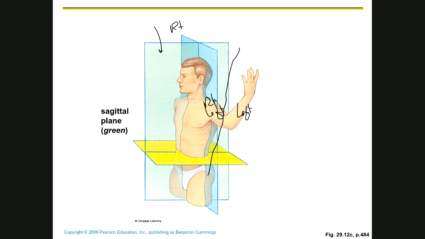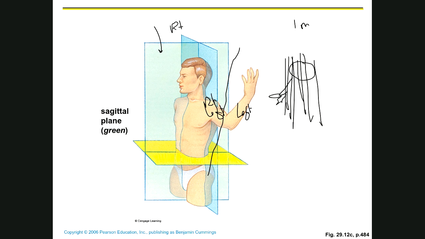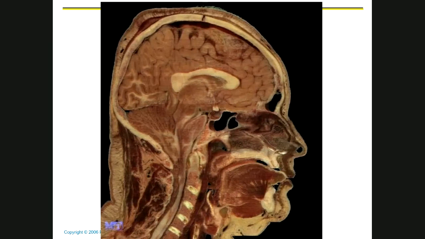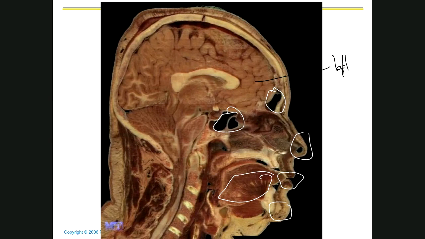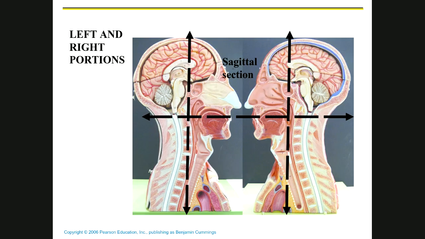And so if you look at a person, you can make millions of sagittal sections. You can make them over and over and over like this. Now you can only make one mid-sagittal, but you can make lots and lots of parasagittals. So if I did that through the skull, it would look like this. So look, the part we're seeing is the left side. The right side has been removed. But look, there's his nose. There's the lips, and you can see the tongue, the chin. These are sinuses. There's the brain and the spinal cord. This is a sagittal section. Any questions?